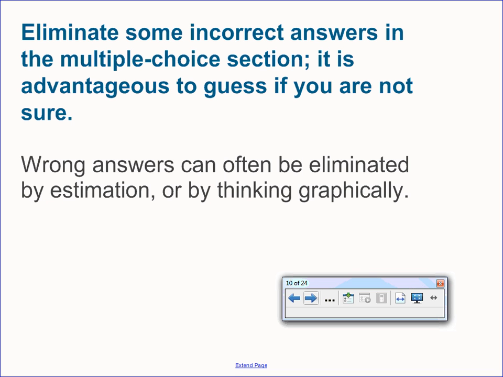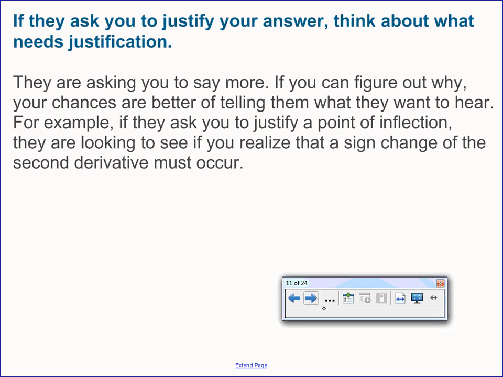Wrong answers can often be eliminated by estimation or by thinking graphically, and so it's oftentimes easy to narrow it down to two, right? If you can narrow it down to two choices, then you've got a great shot at getting it right. Well, at least 50-50.